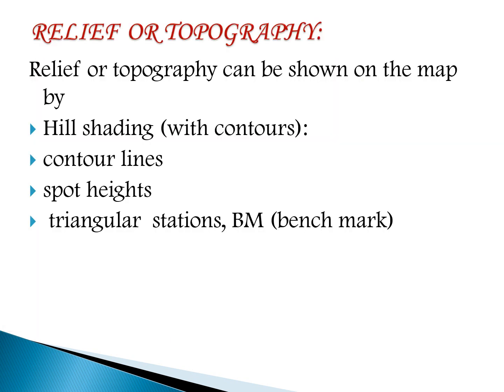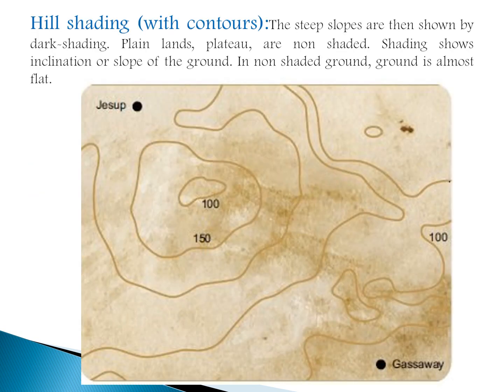Then next comes the relief or topography of the area. So here relief or topography represents the height of that particular area, that is the elevation of the ground. It is represented by different symbols; on some maps they use hill shading with contours. On some maps it is shown with contour lines or spot heights, triangulation stations, benchmarks. So how it is shown, we'll see here. The hill shading will be shown like this on some maps.